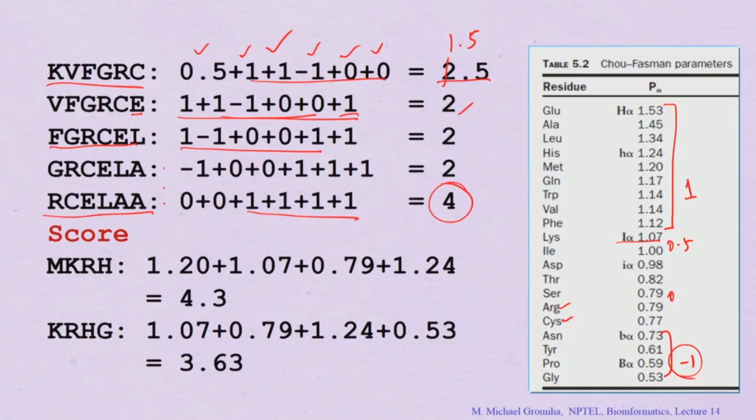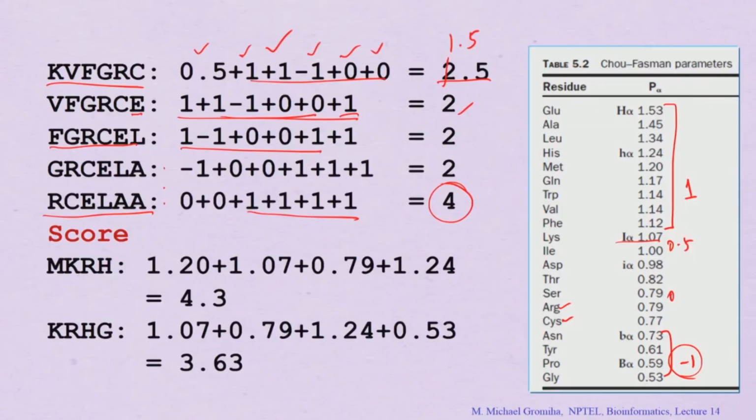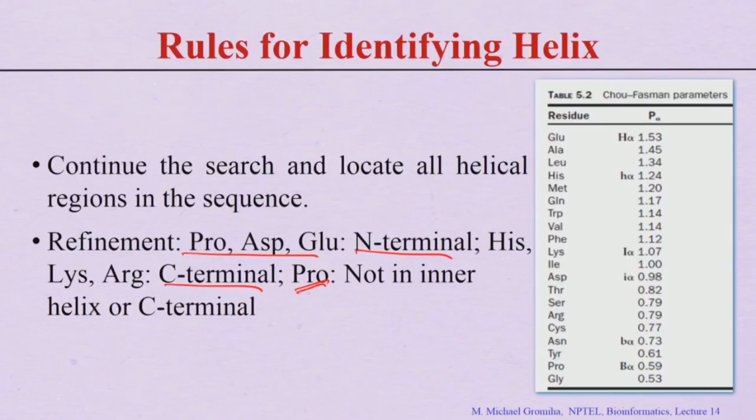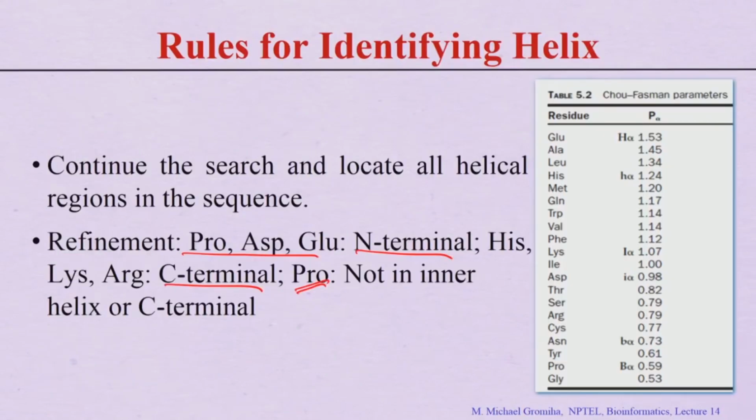Now, whether only these residues form a helix or you can extend it. Take the last one, MKRH. If you do this, 4.3, you can add RCLLA, and the next is A. A is a preferred one, so it will be more than 4. The next one is M, which is also preferred and belongs to H alpha, so that also you can increase it.